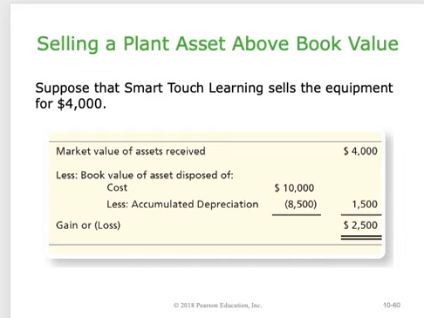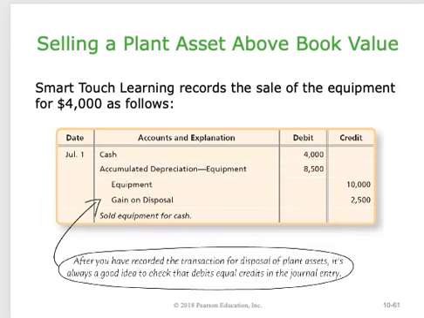Once again, it's easier to calculate gain or loss in the setting of a journal entry. You debit cash for the amount of cash you receive. You debit accumulated depreciation for the full amount in that account. You credit the equipment account for $10,000. And then if you need a credit, it's a gain. If you needed a debit, it would have been a loss. So here you would have a gain on disposal. And you also know that gains are going to be reported on the income statement in the other section.